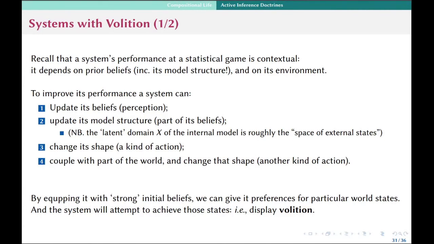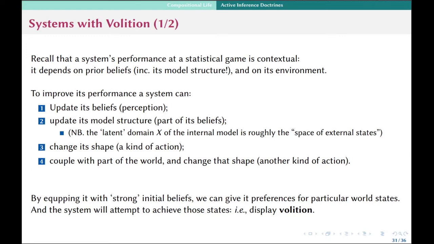Okay, so recall that a system's performance at playing one of these games is contextual. It depends on the prior beliefs, and those prior beliefs include the model structure, the particular choice of statistical games, the particular choice of lens, and on the environment. And so to improve its performance at playing a game, the system can do four things, which are basically two things. The first is update the beliefs, that's perception. The second is update the model structure, which is a kind of perception. We could think of the latent space of these models as roughly like the space of possible external states. The system can also change its shape, which is like action, or it could couple with part of the world and change that shape, which is like another kind of action. I could go along to you and poke you and you might do something.